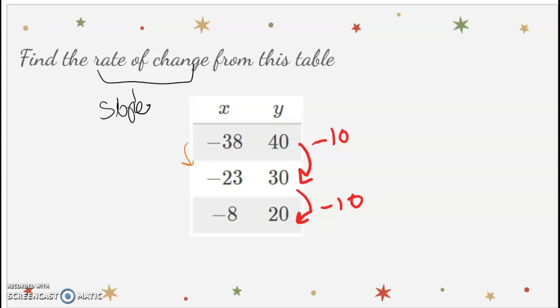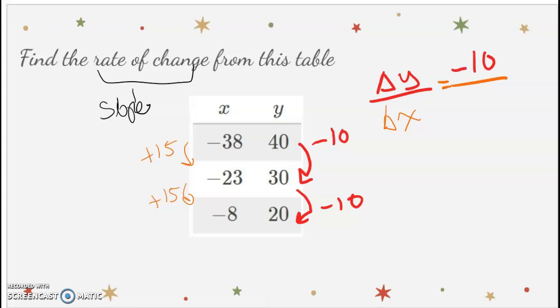And from -38 to -23, that's going to be +15. And if I take -23 to -8, that is also going to be +15 because we're getting closer to 0. So remember the change in y, that's what this sign means, over the change in x. So my y is going to be -10 over my +15.